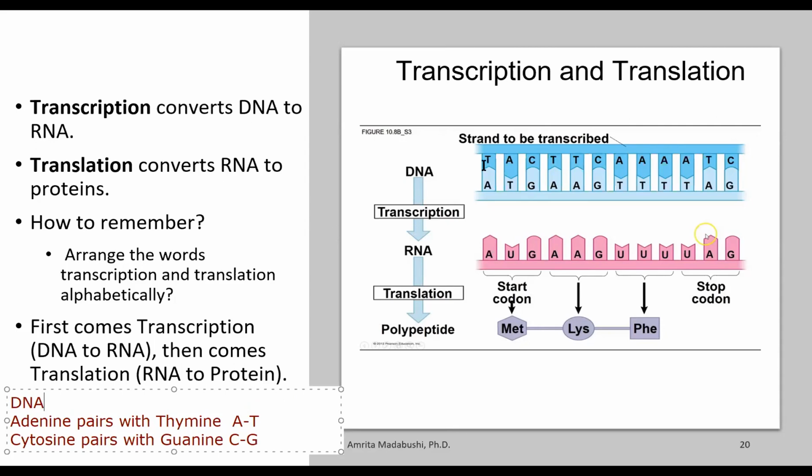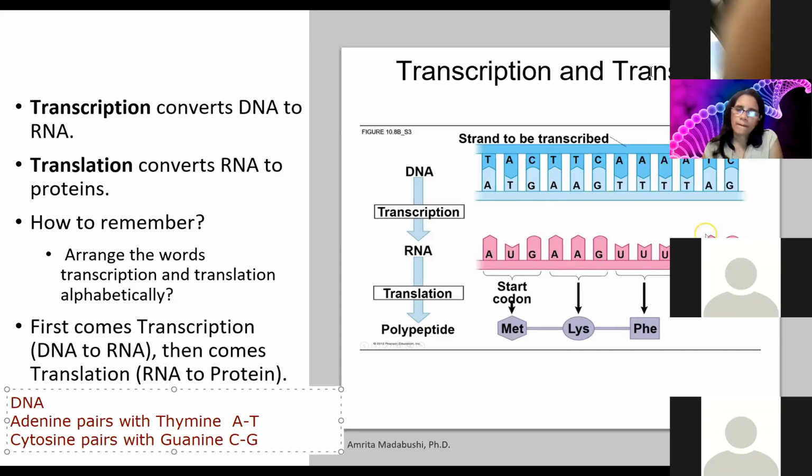So look on the top. This is the sequence of the DNA. That's what it looks like when you are writing it down. And then this T pairs with A pairs with T. It doesn't matter what pairs with what. It's always the same. And then C pairs with G or G pairs with C. That's how it is done.